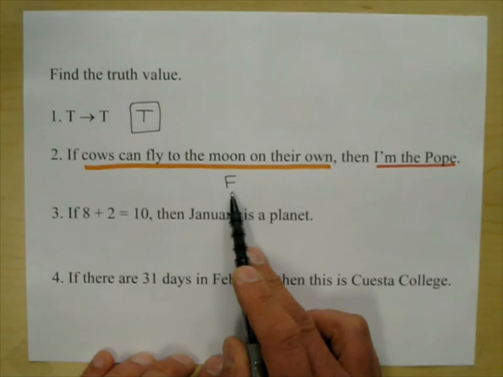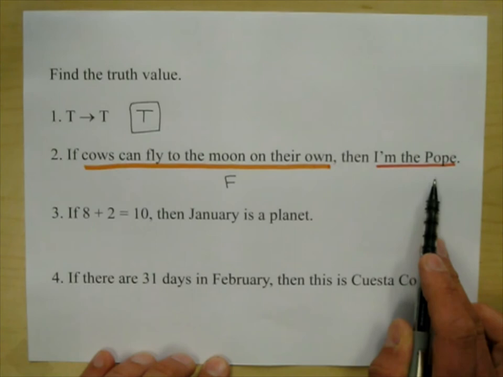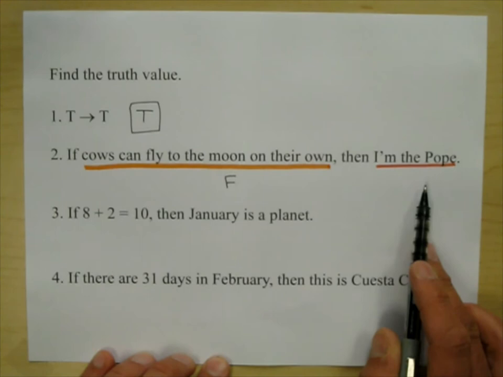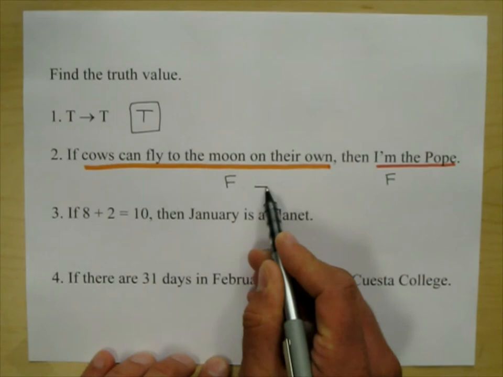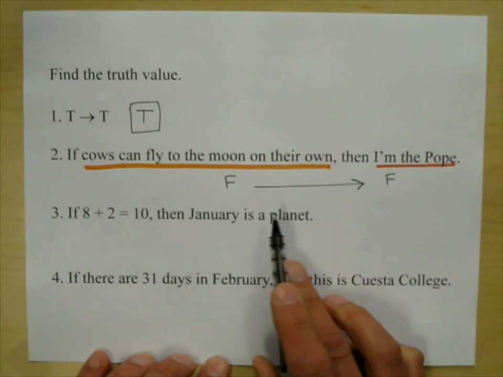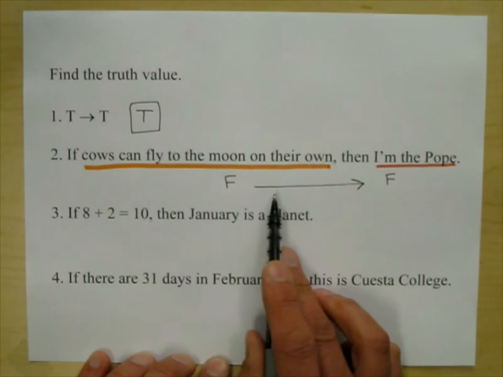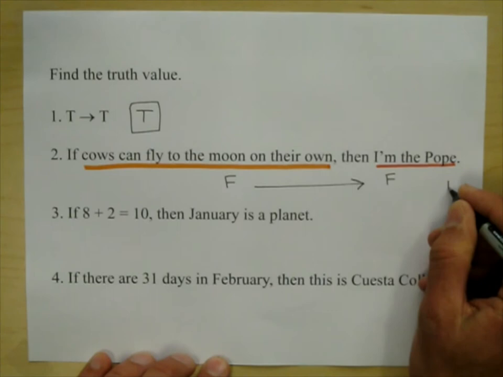I'm the Pope. Now I know this is an online class, and you're like, I've never met you. Maybe you are, and there's something secret we don't know about the Pope. Well, I'm not. Okay, so I'm going to say that's a false statement. So look what I have. If false, then false. That's quite a long arrow, but we got to remember what the truth value of that is. You can go back and look on the truth table. If false, then false happens to be true.